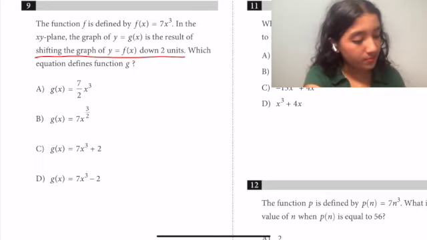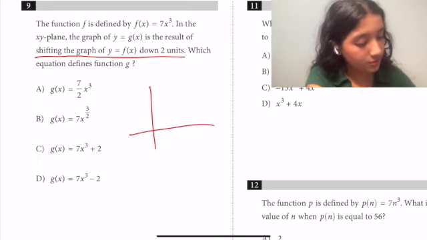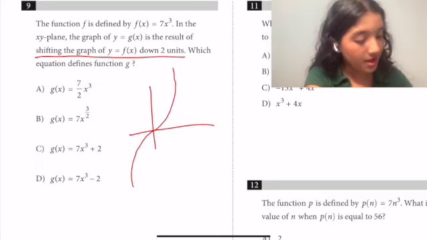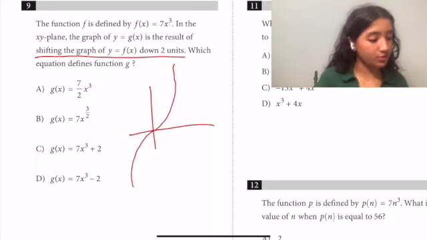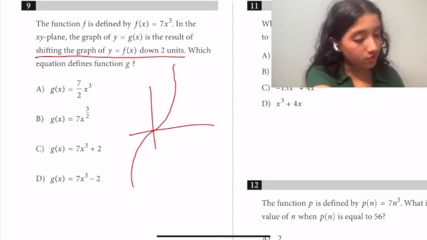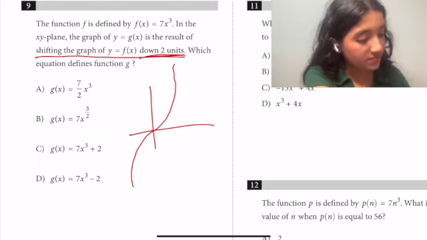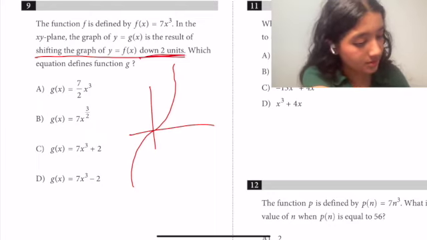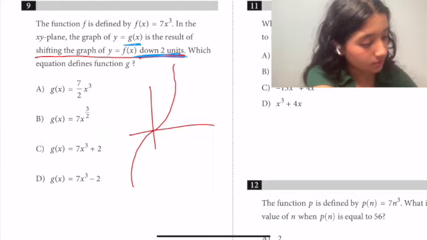Well, if we think about it, first, we can have a quick sketch of f of x. So we know that x cubed will look roughly like this, and 7x cubed will look pretty similar, maybe just stretched out a little bit. But right now we're focusing on the shift. So if we wanted to shift it down 2 units, I'll draw it in blue. We want g of x. You know that this was f.